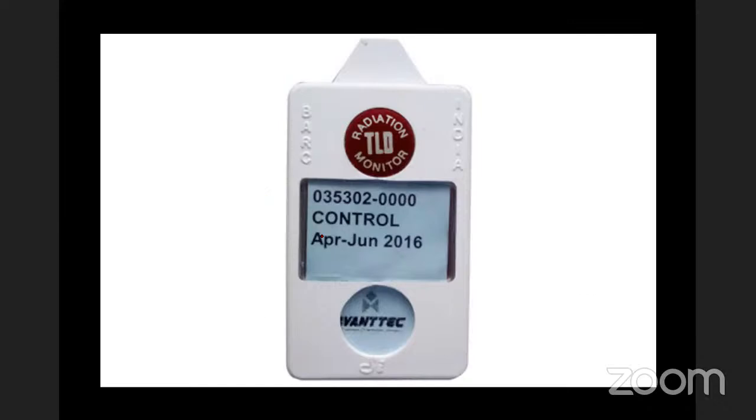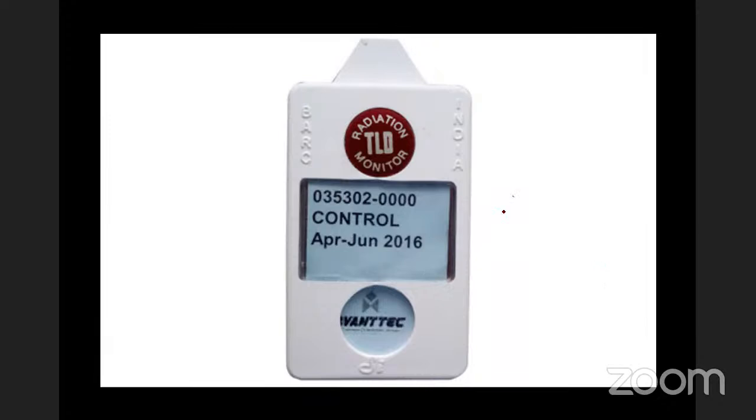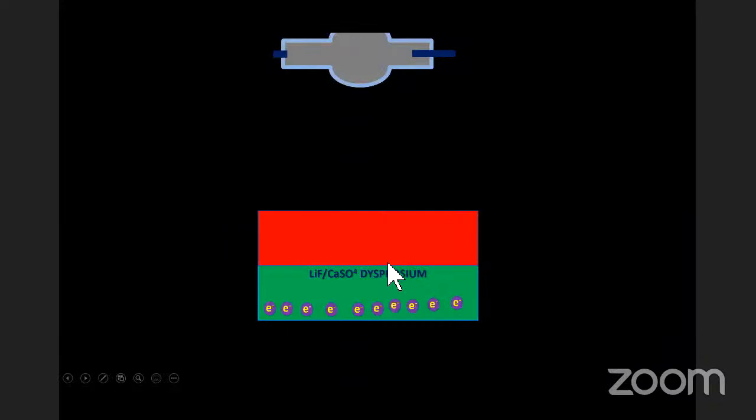Now, very simple: to monitor the radiation exposure, what do we use in the radiology department? TLD badge, thermoluminescence dosimeter. Very simple MCQ, they'll just ask you. Now, the second question will be one level higher: the thermoluminescence dosimeter is based on what principle, or what chemicals does it contain? It contains lithium fluoride or calcium sulfate dysprosium. Most commonly they use lithium fluoride.